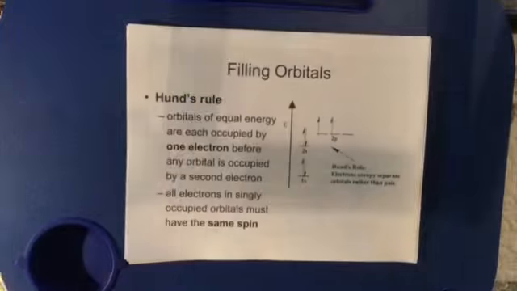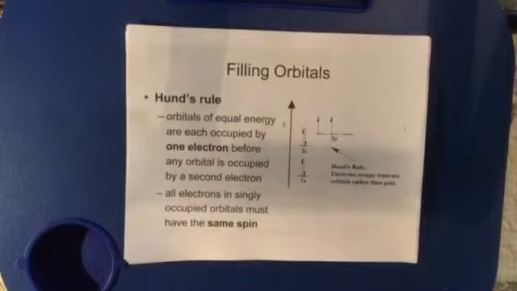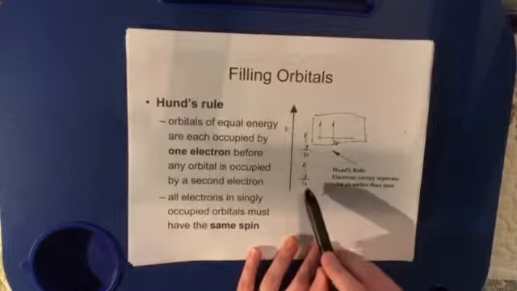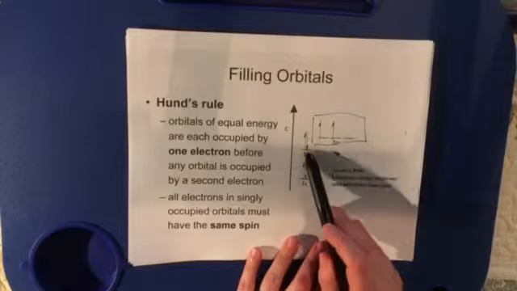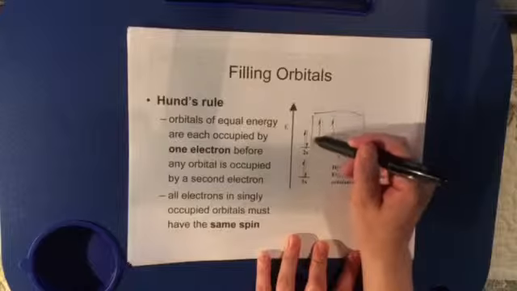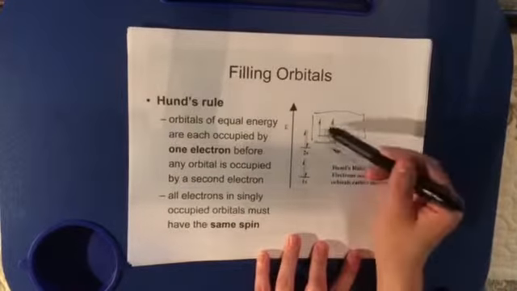And when we're filling orbitals, orbitals of equal energy are each occupied by one electron before any orbital is occupied by a second electron. And it has the same spin. So what that means is that if you have the 2p orbital, say you've been filling it, you've put 2 electrons here, 2 electrons here. In the 2p, you have 2 electrons. Instead of putting them both in here, you're going to spread them out and have the same spin.